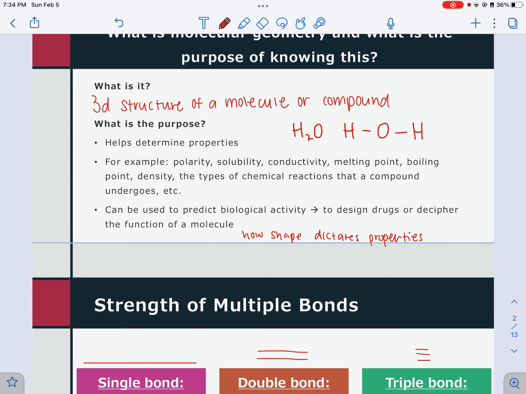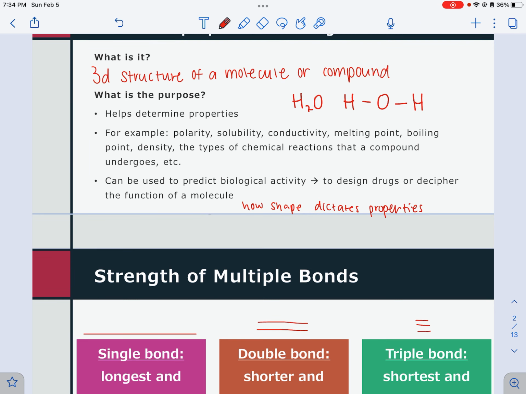So what's the purpose? It determines properties like polarity, solubility, conductivity, melting point, all that kind of thing. It can also be used to predict biological activity, like, do drugs work together with certain things? How does it work with certain people? When someone's creating a drug, you need to know how it works with all types of people: old people, young people, people with certain diseases. That's why in commercials it says do not take if you are suffering from this, or if you also take this. The 3D structure helps show you what can go with it and what cannot.